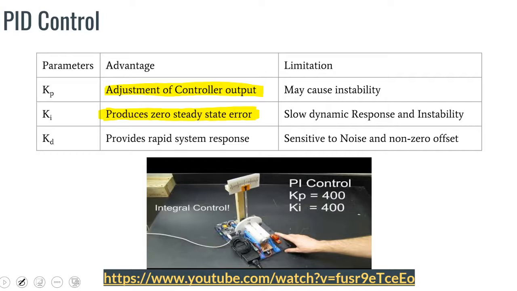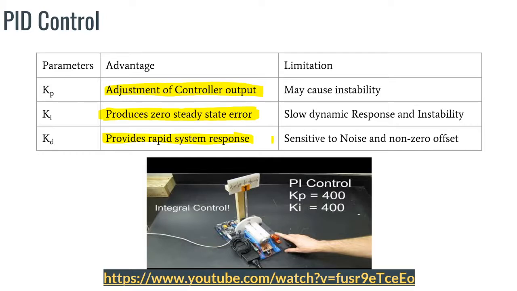Whereas the derivative component is mainly about providing a rapid system response. It is about achieving a rapid system response. So it can react to the changes in a very rapid, quick manner.